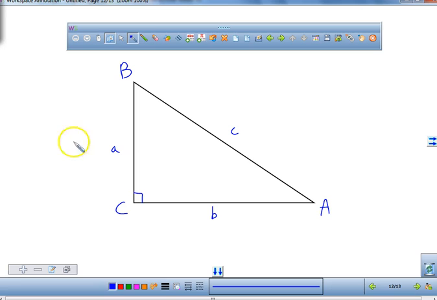If you're having problems labeling lowercase a, lowercase b, and lowercase c, write this down as a map, as a guide.